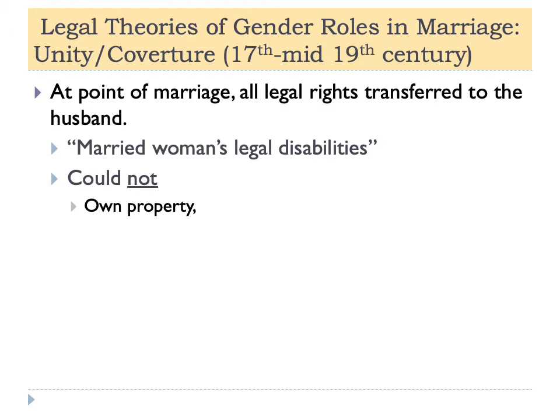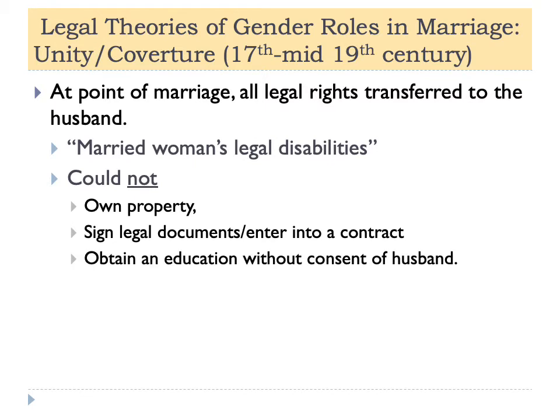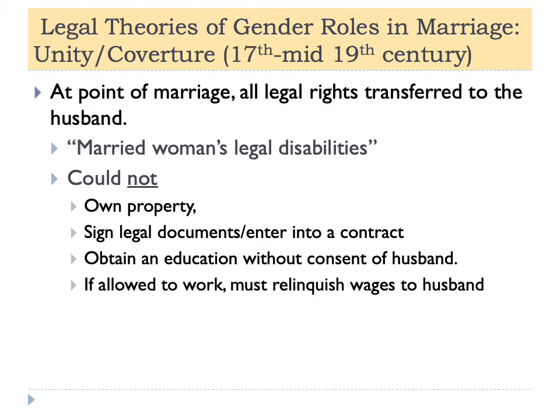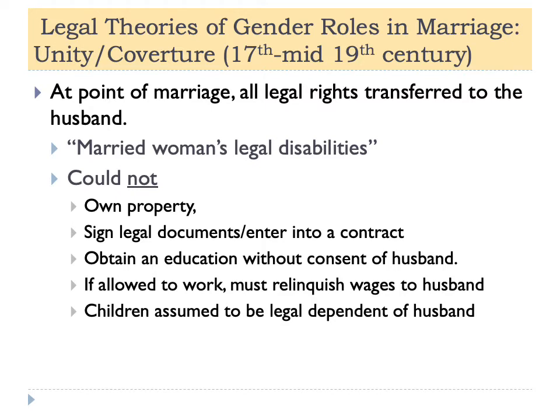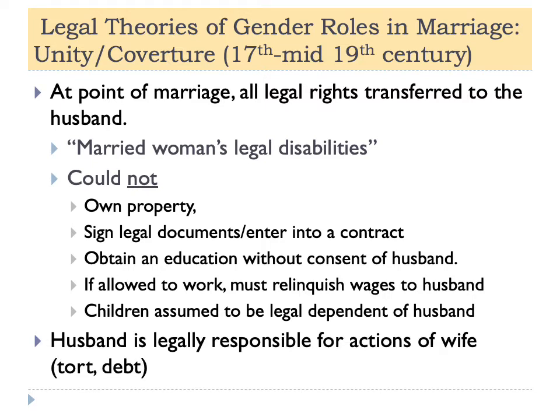Once a woman was married, she could not own property. She couldn't engage in a contract or sign any legal documents. She could not obtain an education without the consent of her husband. If the woman was allowed to work due to the consent of her husband, the wages that a woman would earn would be the property of her husband. Children were assumed to be the legal dependents of the husband upon divorce. And the husband is basically legally responsible for the actions of the wife.